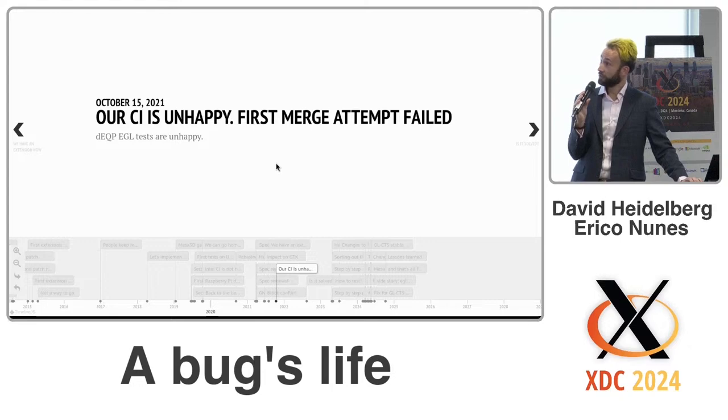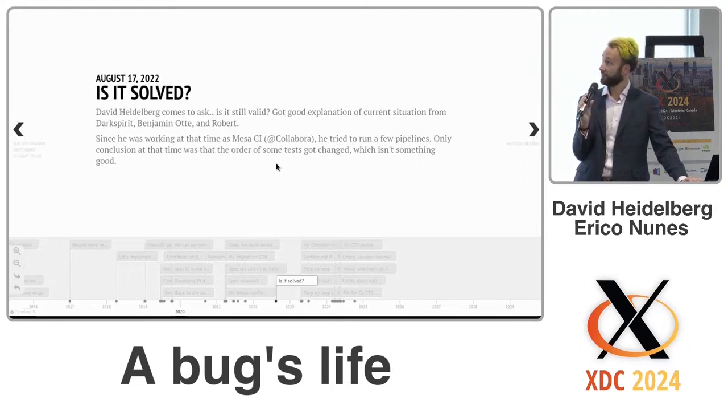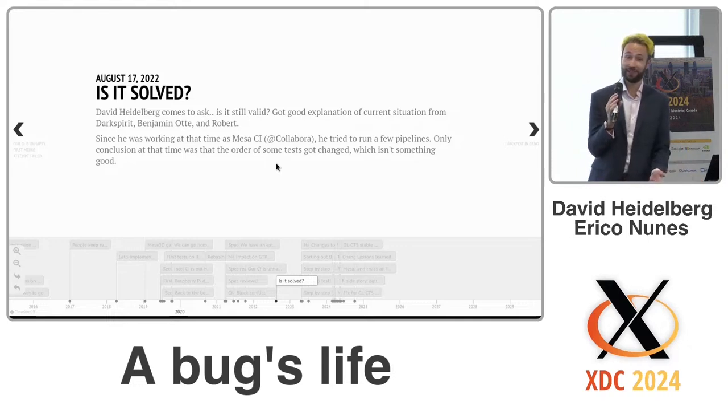So we have the EGL test. There are pushes into it. No, merge requests are not happy. CI is not happy. And so at that point, I just got it.